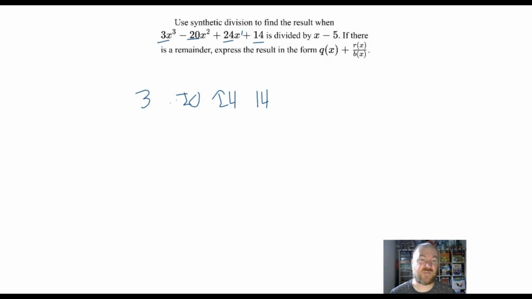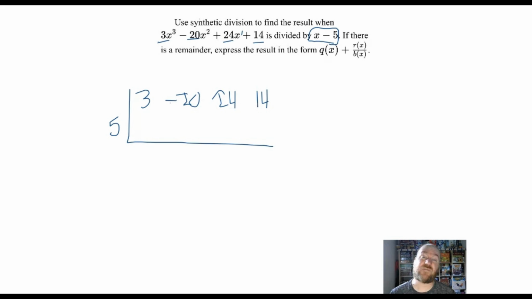All right, so synthetic division, we start by writing all of the coefficients. And then we do this weird looking L thing here. And out front, in this spot right here, we're going to put a positive 5. Now this number is the opposite of this number. So x minus 5 is what we're dividing by. So since it's a minus 5, we're going to put a plus 5.